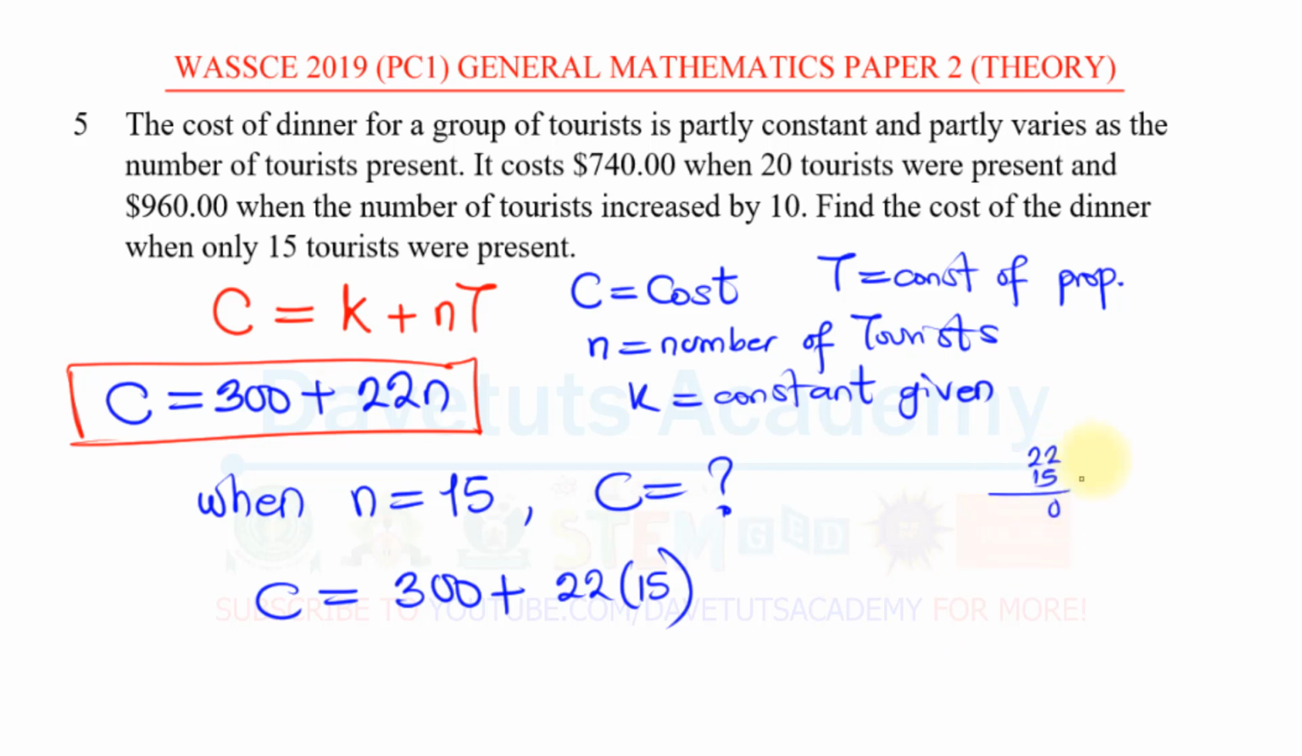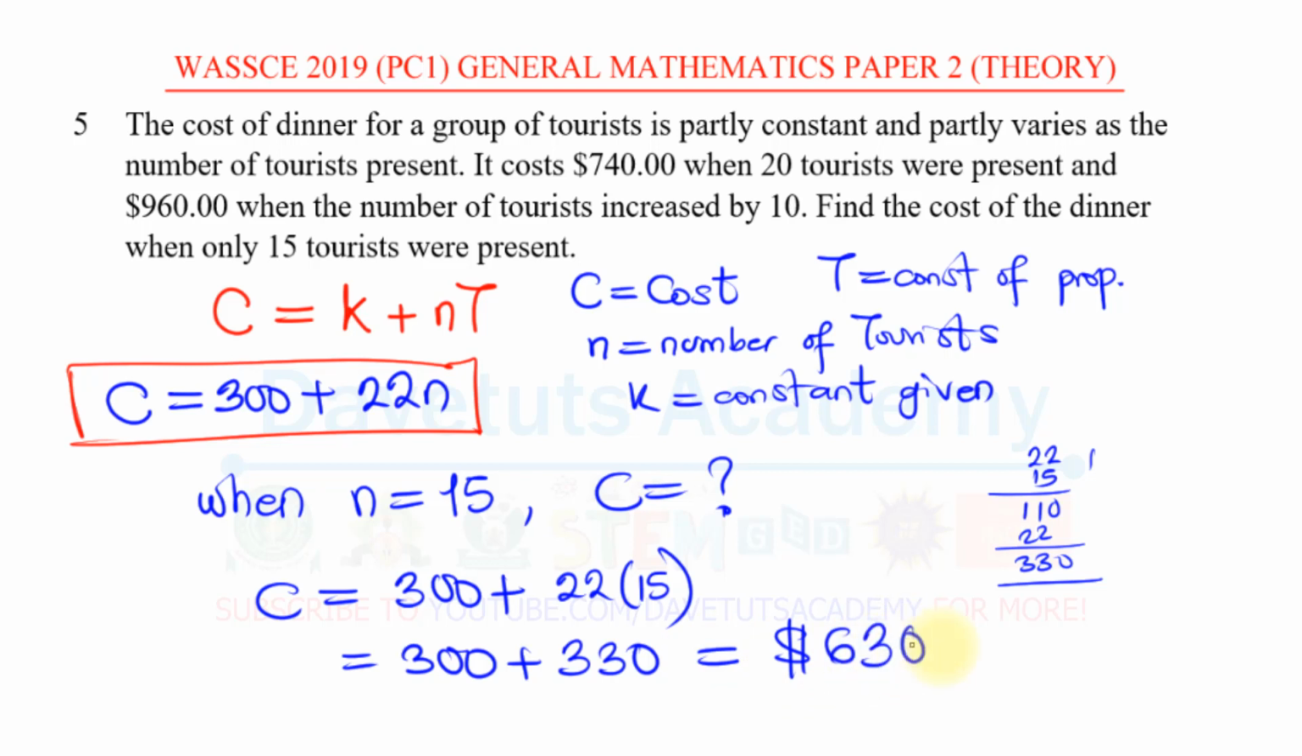5 times 2 is 10. 10 plus 1, that's 110. And then we have 22, that will be 330. Okay, so this will be 300 plus 330, and that is nothing but $630. So the price when there are 15 tourists is nothing but $630. And with that, we have solved this question of variation.